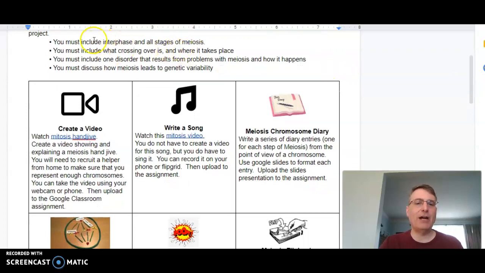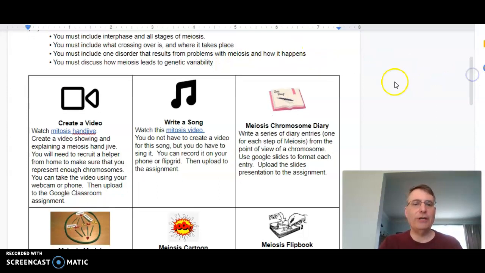In this project, you need to make sure you include all phases of meiosis, including the interphase. If you notice in my notes, I did have a little short picture on the stages of meiosis. You need to make sure you include something like that in this project. You need to include what crossing over is. Again, I explained that in the notes as well. So make sure that's included.